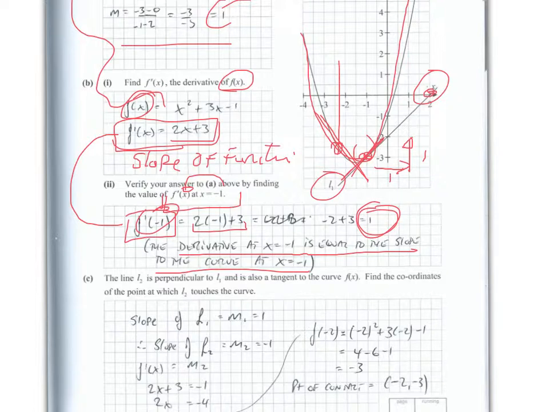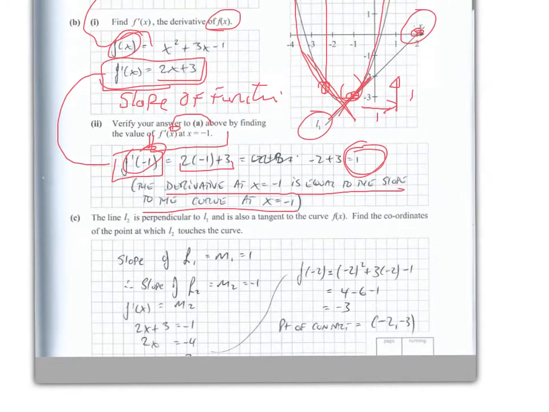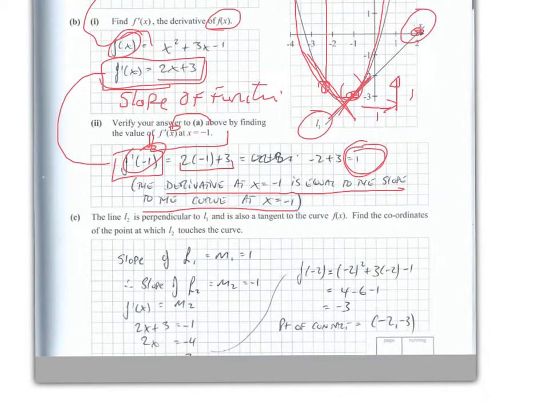The last bit then, the line L2 is perpendicular to L1. Okay, so you should immediately be thinking about what the slope of L2 looks like. Find the coordinates of the point at which L2 touches the curve. So the slope of L1 is 1, so the slope of L2 is 1 inverted, which is 1, and you change its sign, it's minus 1, okay?